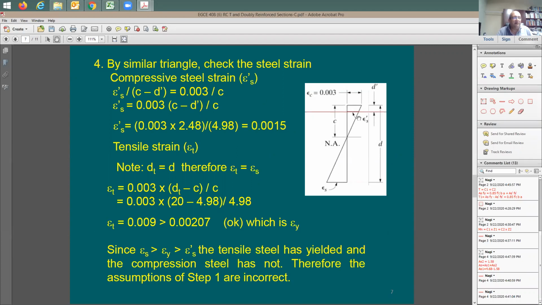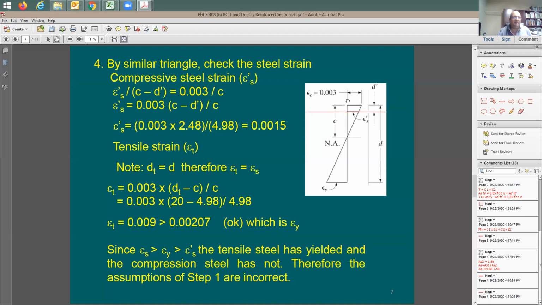Okay. Now let's do the analysis here. First, I'd like to find out the strain here. How much is the strain here? I'm going to say the strain here divided by this distance, which means C minus D prime. Look at this. The strain in the steel in compression divided by C minus D prime, the distance from here to there, is going to be equal to 0.003 divided by C. So everybody follow me in this? Finding out the strain in the compression steel?